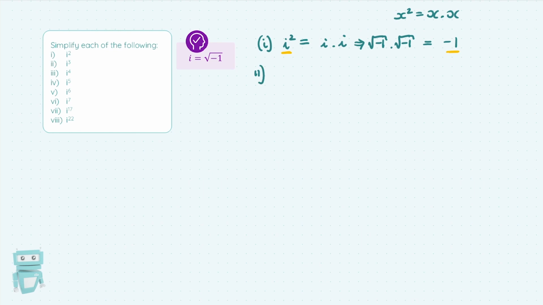For part 2, just using my rules of indices here, i cubed.